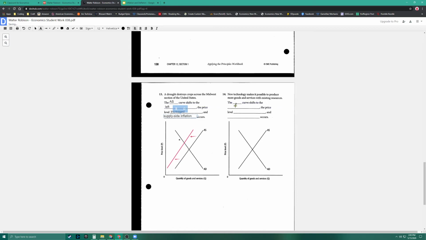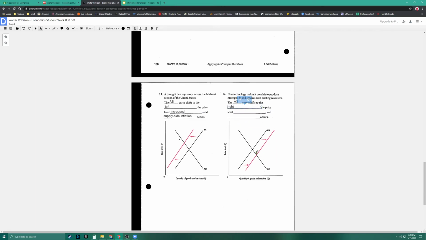All right. New technology makes it possible to produce more goods and services with existing resources. So first thing we want to do is indicate where the shift is. So technology is one of our shifters. And in this case, it's going to shift my aggregate supply to the right. So I'm going to go over here and put in AS because this is aggregate supply. And it's shifted to the right because we're moving away from zero.